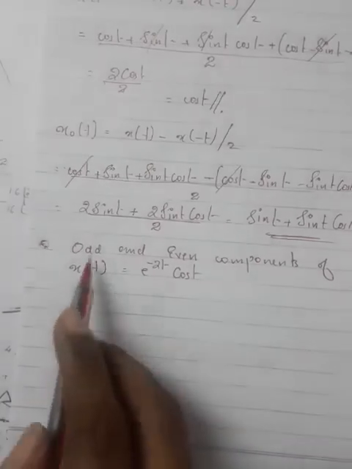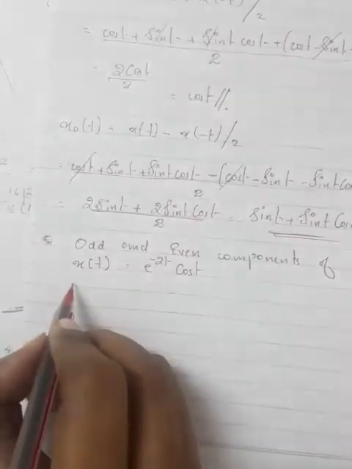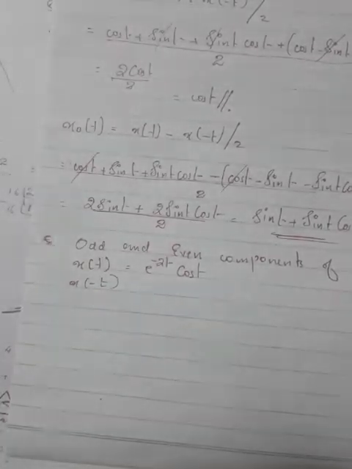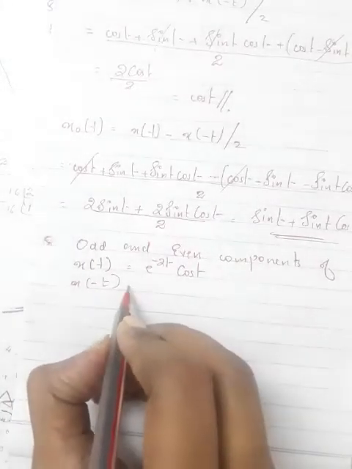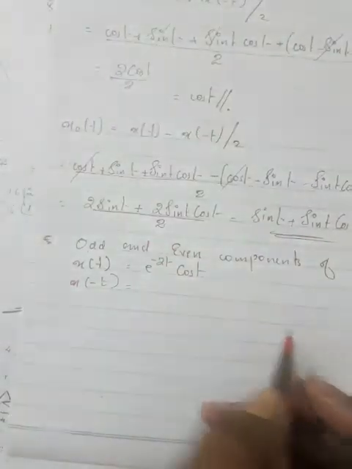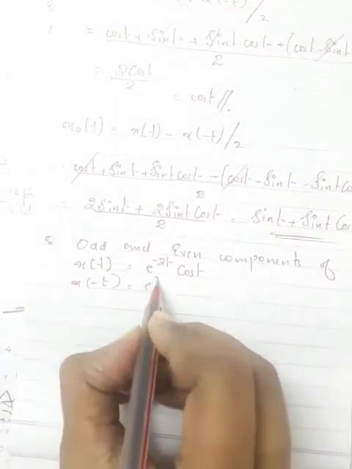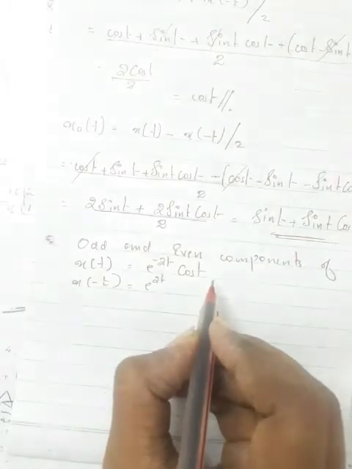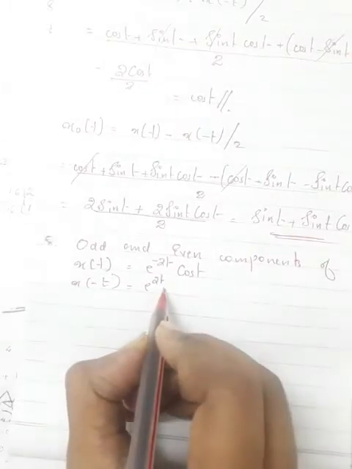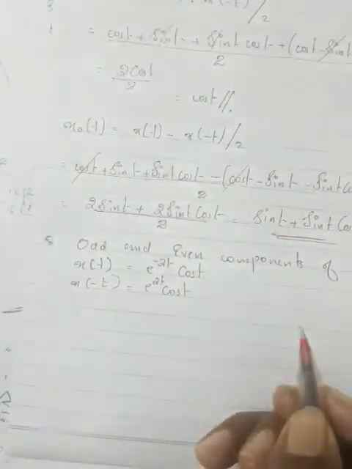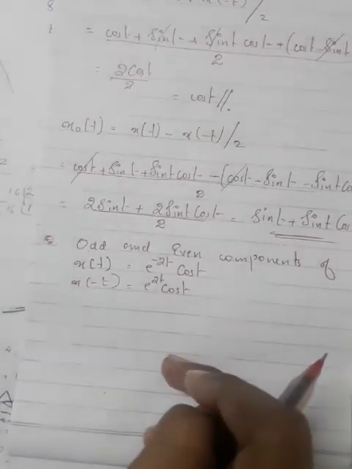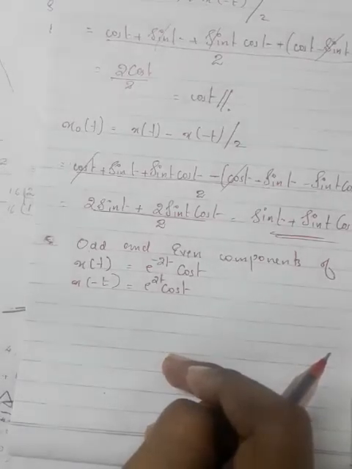So of course, to find even and odd components, we have to find x of minus t, that is t should be replaced with minus t. Then e raised to minus 2t will become e raised to 2t, and cos t will become cos of minus t. Cos of minus t is equal to cos t. Sin of minus t equals minus sin t and cos of minus t equals cos t.